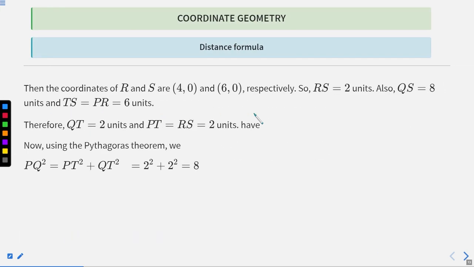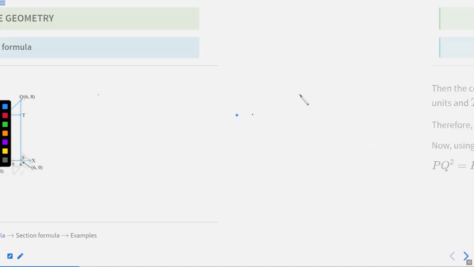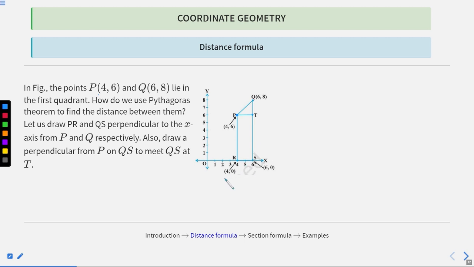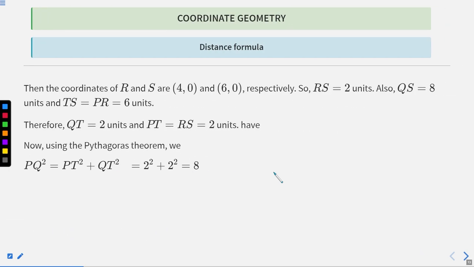Okay, so then the coordinates of R and S are 4, 0 and 6, 0 respectively. So here the coordinates of R are 4, 0 and the coordinates of S are 6, 0. Okay, and now RS is equal to 2 units. Also QS is equal to 8 units. Okay, so TS is equal to PR is equal to 6 units.